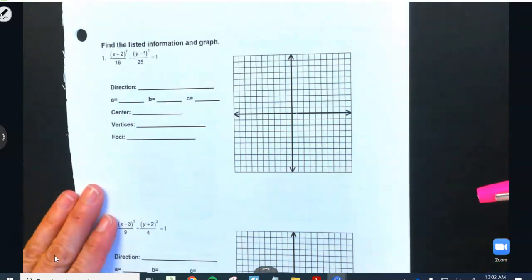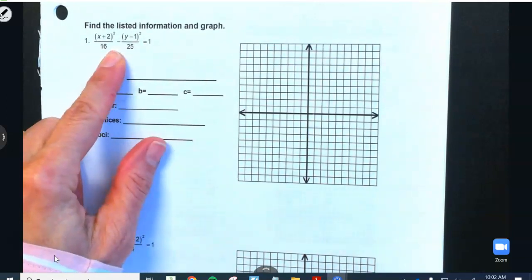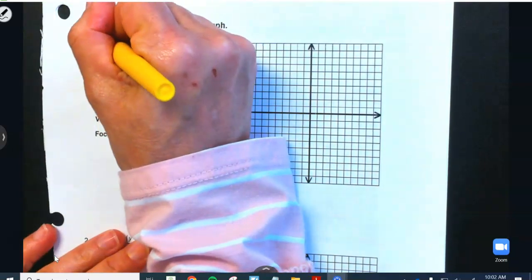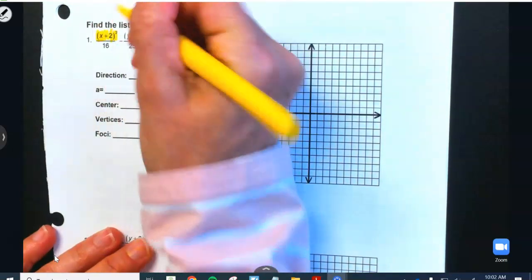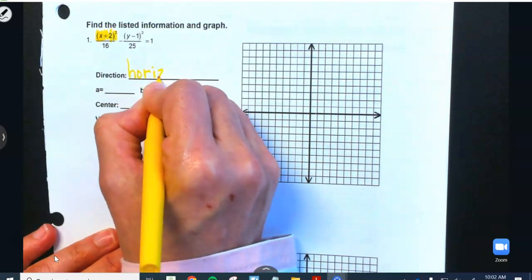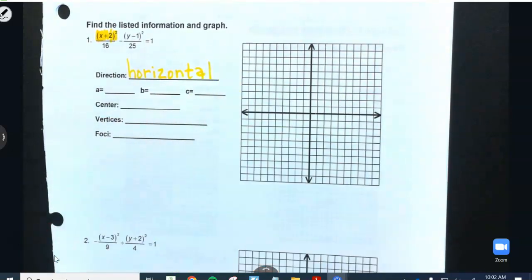I'm going to make this a little bigger. All right, find the listed information and graph. So we have two equations. They're being subtracted. I know it's a hyperbola, and x comes first, so I know that it's horizontal. If it's horizontal, my center, my vertices, and my foci are all in a horizontal line.